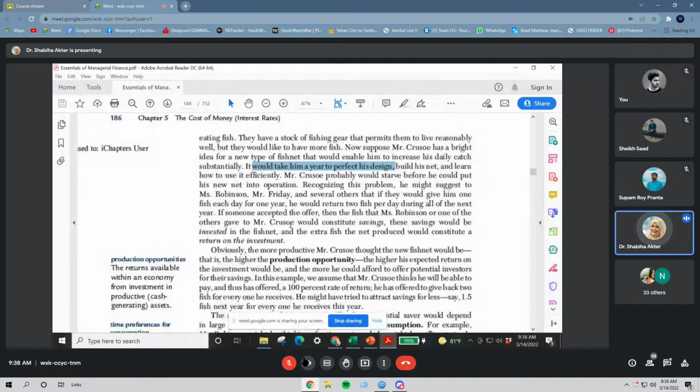So he goes to other people on that island and asks them for some fish. He tells them, if you can give me one fish this year to survive, then next year, when my fish net is in operation, I can give you 2 fish for this. So do you understand the concept of time value of money here?